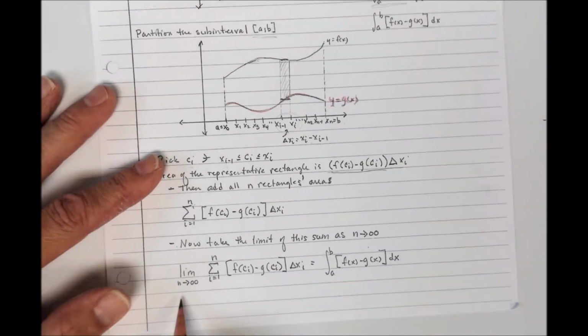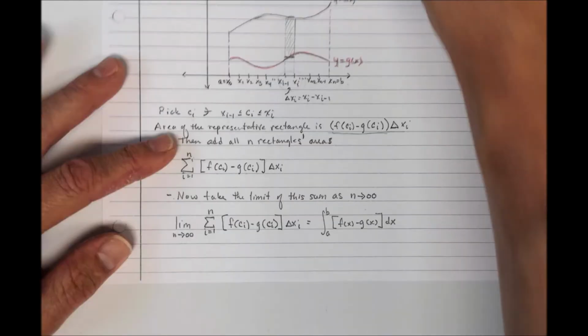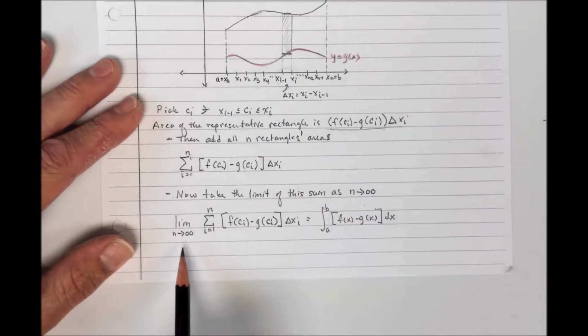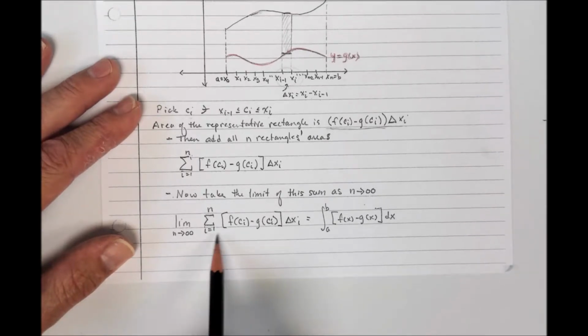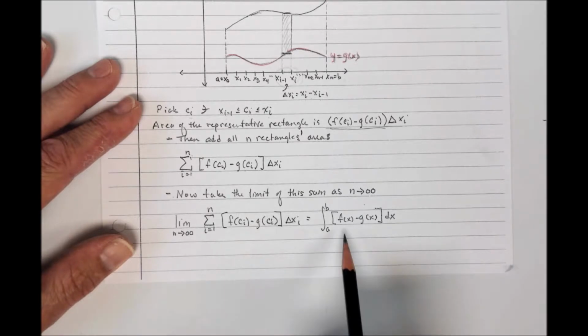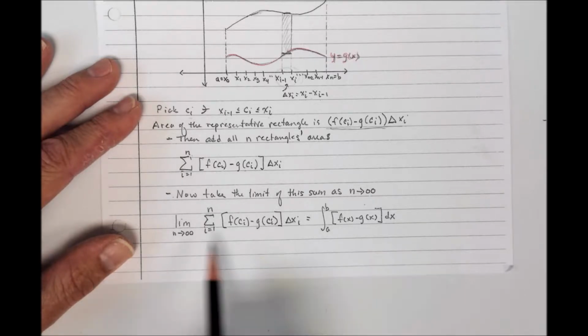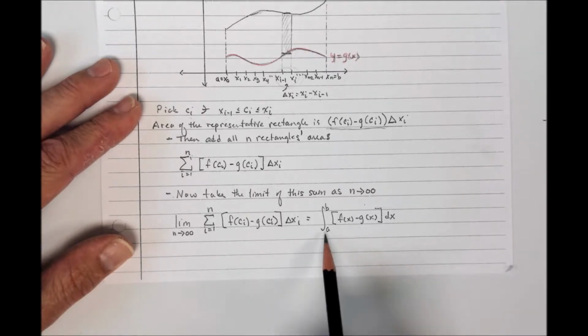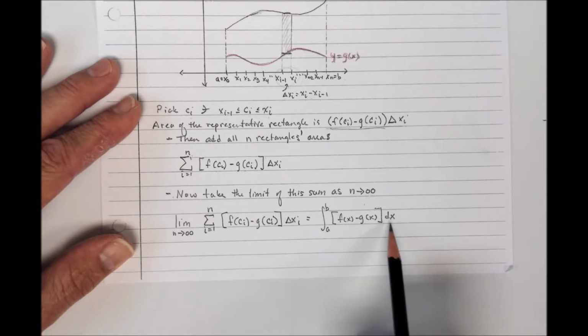So that means that the limit as n goes to infinity of the sum of all these areas of rectangles here turns out to equal, because that's how we typically come up with an integral, we approximate, we take the limit, and we integrate here from a to b of f of x minus g of x dx. There's your height, there's your base right there.